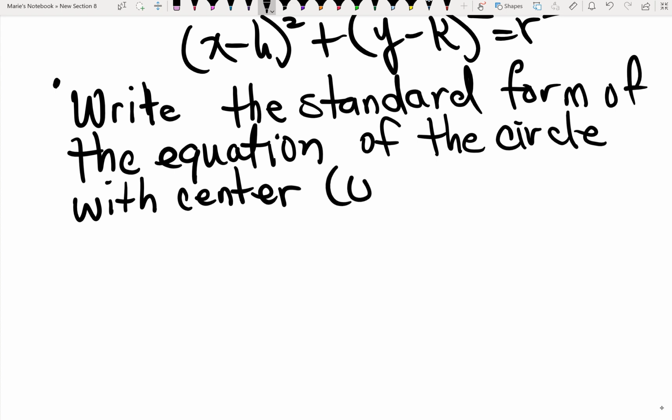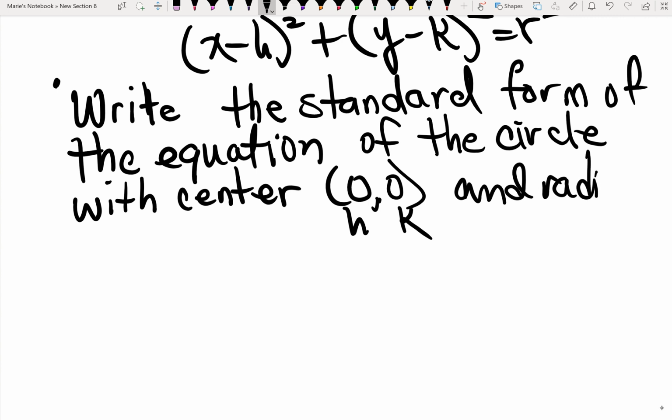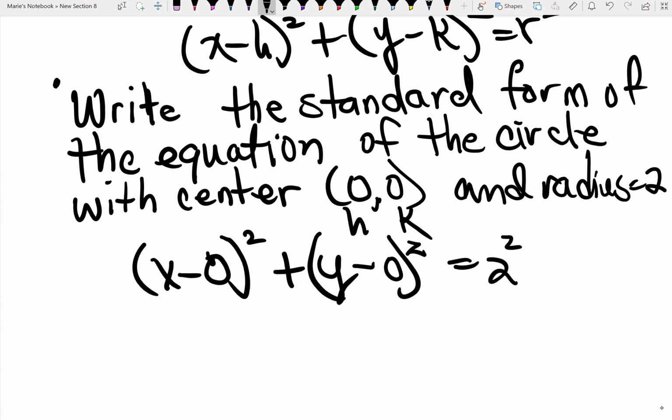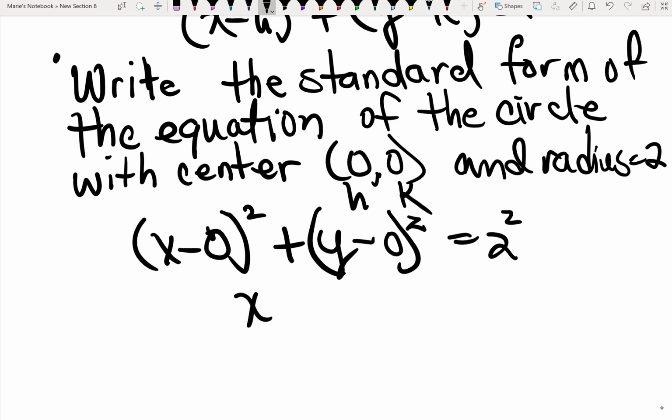So because the center is at the origin, h and k are both 0. They're not existent. And it says and radius equal to 2. So in essence, when you do the formula, it's x minus 0 squared plus y minus 0 squared, and that's equal to 2 squared. When you condense this, this becomes x squared plus y squared is equal to 4. All right.